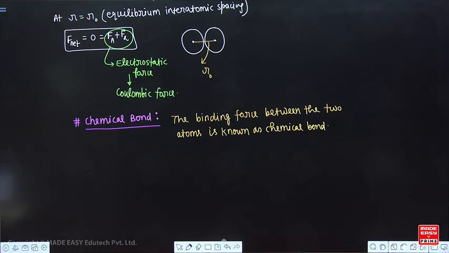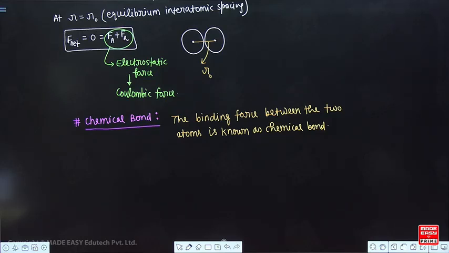Ultimately, the outer electron shells of two atoms begin to overlap, and a strong repulsive force comes into picture. Full stop.